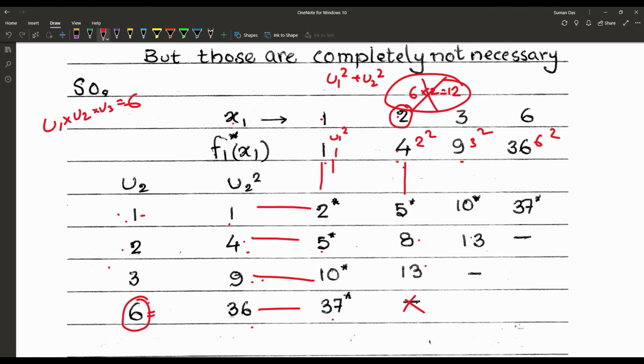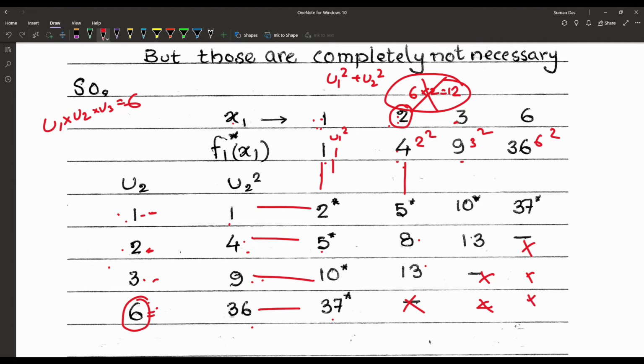That's why 1 into 1, 2 into 1, 3 into 1, 6 into 1, so the maximum is 6. 1 into 2, 2. 2 into 2, 4. 3 into 2, 6. 6 into 2, 12, that is not possible. Same as that, 1 into 3 is possible, 2 into 3 is possible, but 3 into 3, 9, and 6 into 3, 18, so those are also crossed out in that manner.